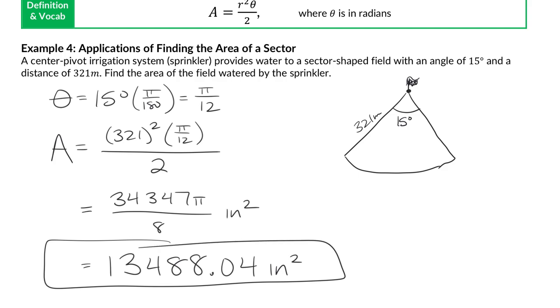So again, with these formulas that I've given you, the only trick that can happen is if the angle is given to you in degrees, so that you give the answer after converting it to radians. Make sense?